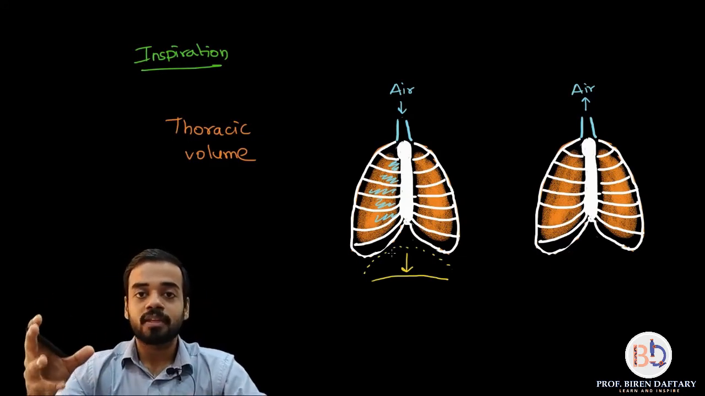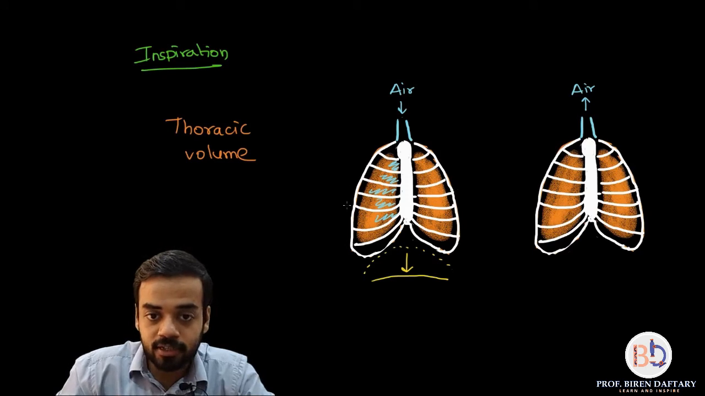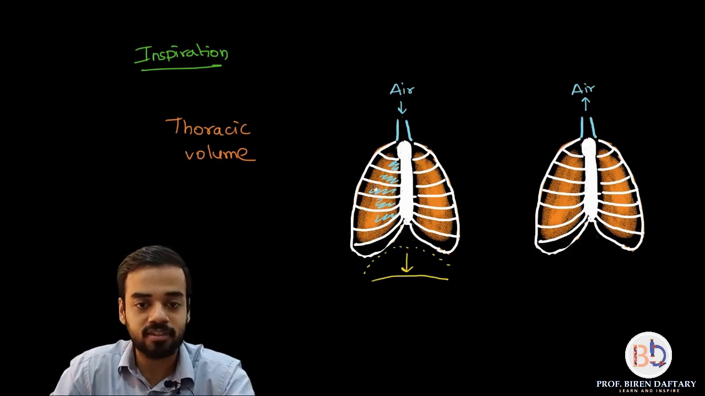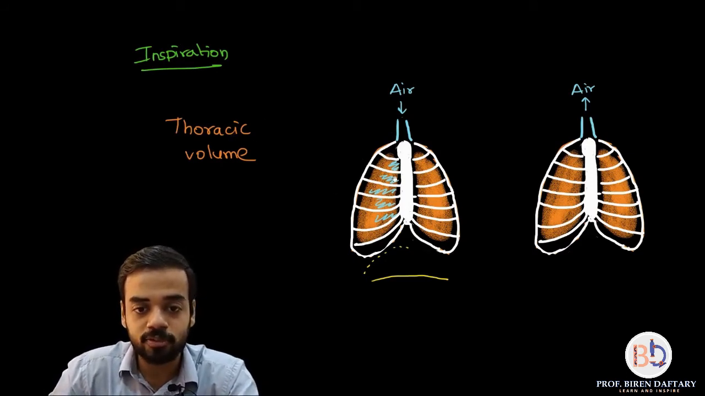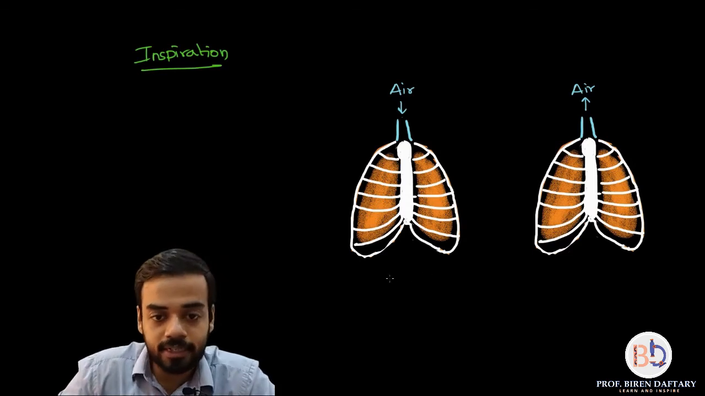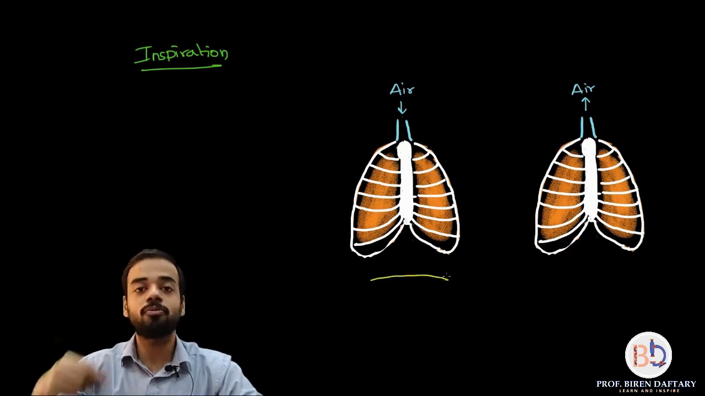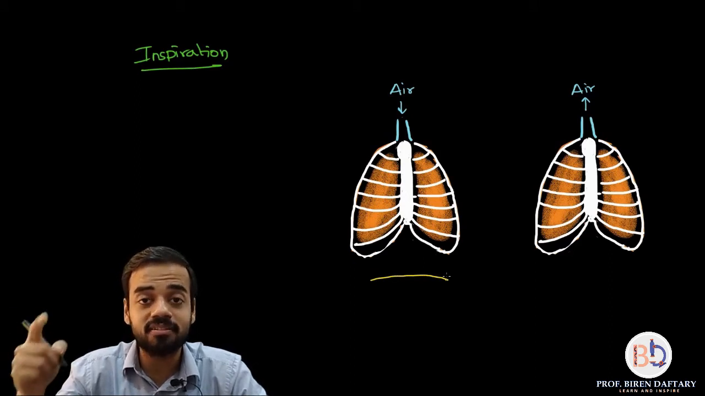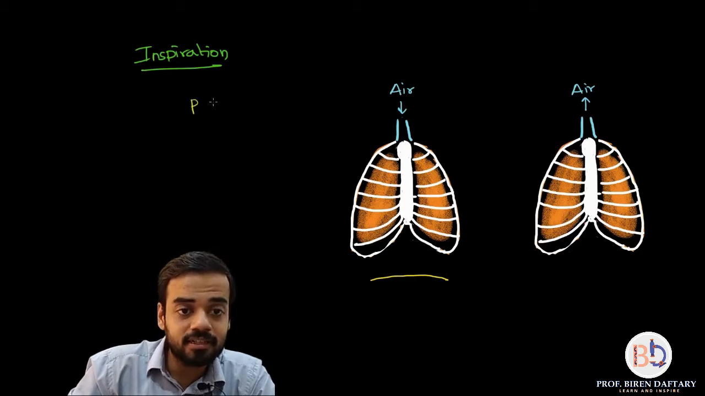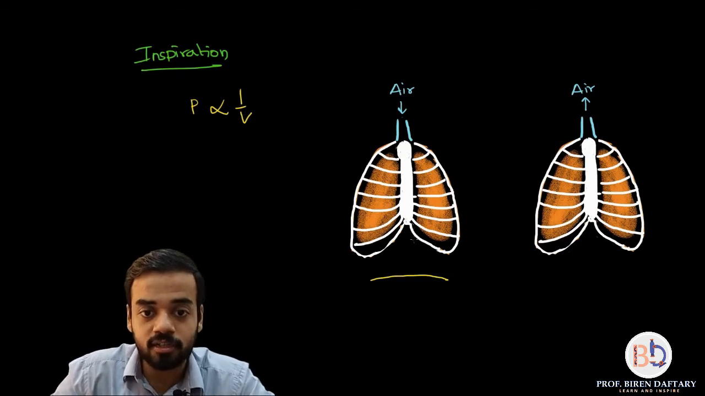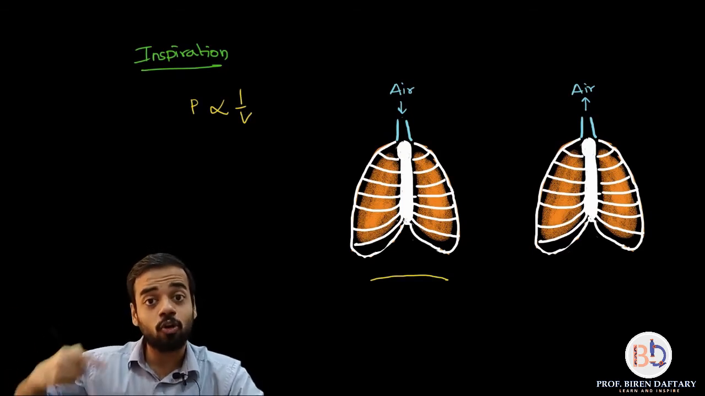So now if the volume over here increases, this entire volume increases. The lungs I have shown with this orange color. I'm going to rub these blue lines off so it doesn't become confusing. So if the thoracic volume increases, what happens to the pressure? The pressure decreases. Please remember that pressure is inversely proportional to volume. You know this. So the air pressure over here now is very less because the volume has increased.